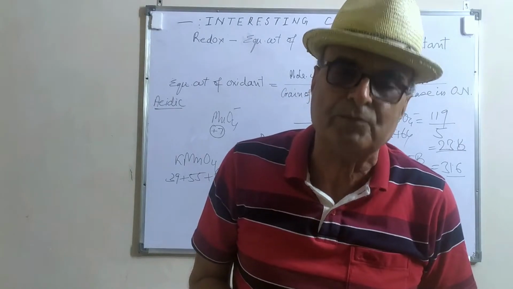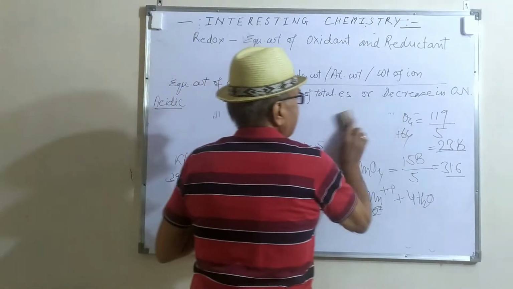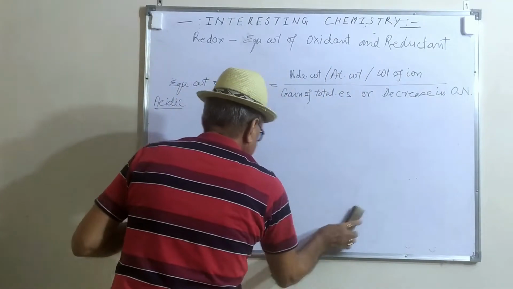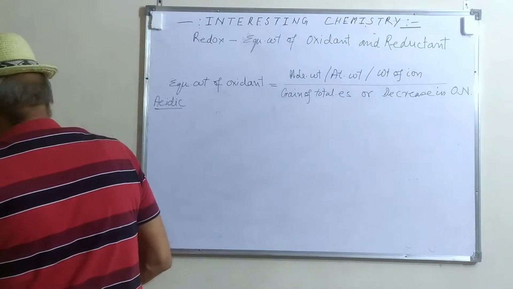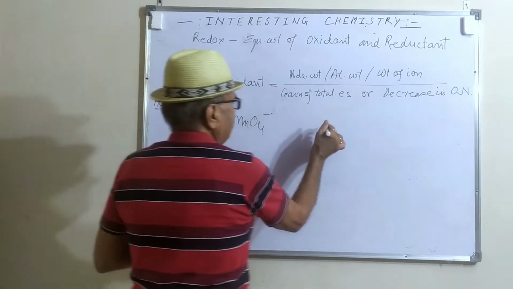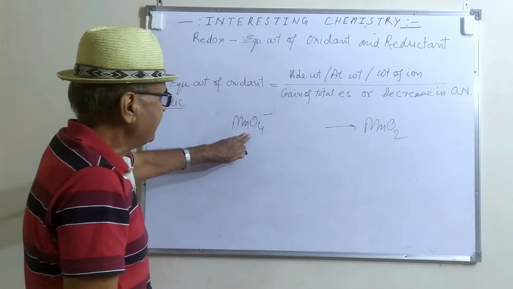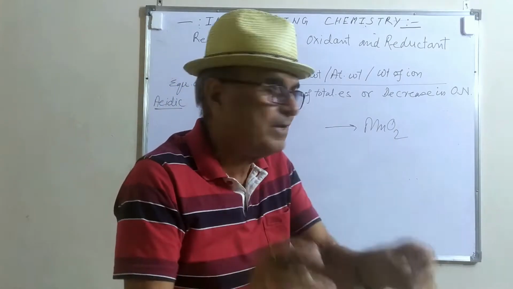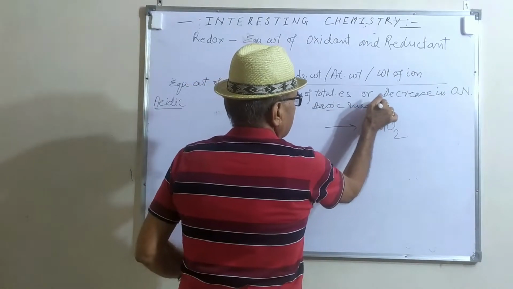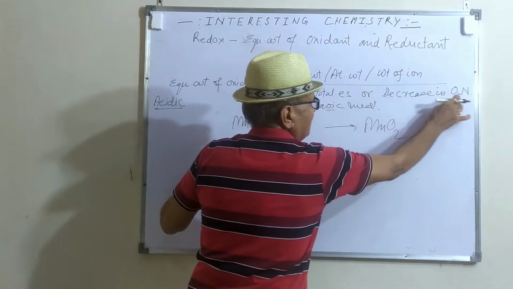If a question is asked in your examination, what is the equivalent weight of KMnO4 in basic medium? So you have to write the other equation. How will you write the equation? This is MnO4 negative, and it changes into MnO2 in the basic medium. So again, calculate the total gain of electrons or decrease in the oxidation number.